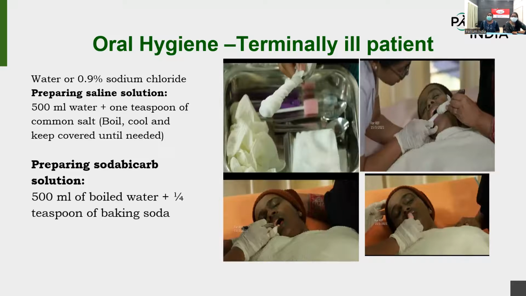Then for preparing soda bicarb solution, take 500 ml of boiled water and add 1/4 teaspoon of baking soda. This is how we make soda bicarb solution.